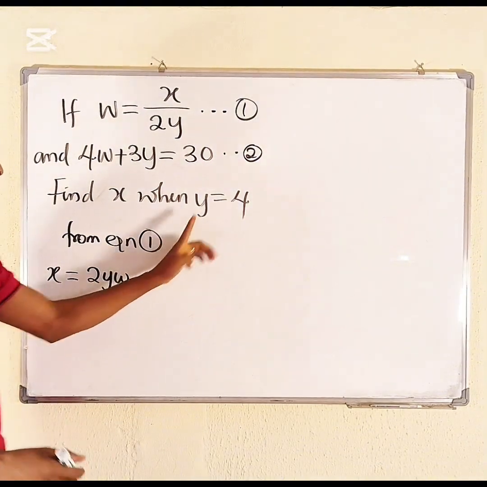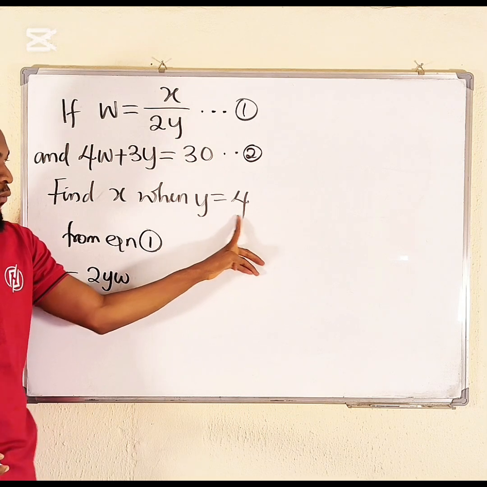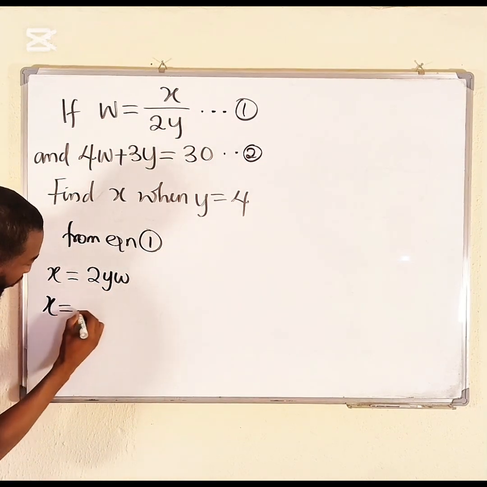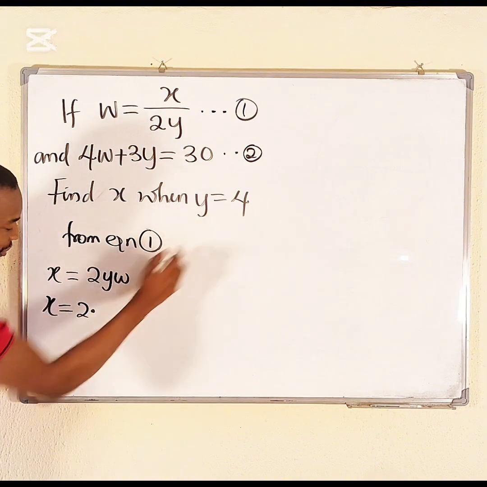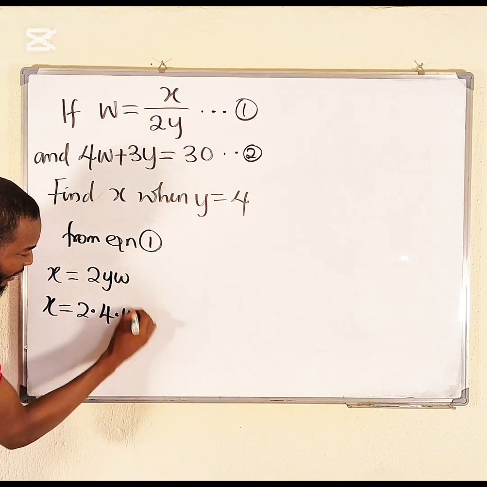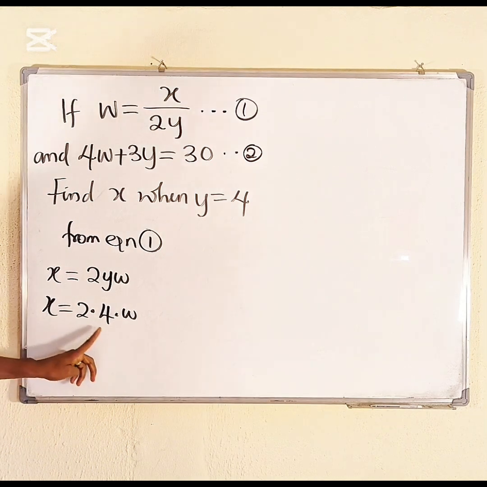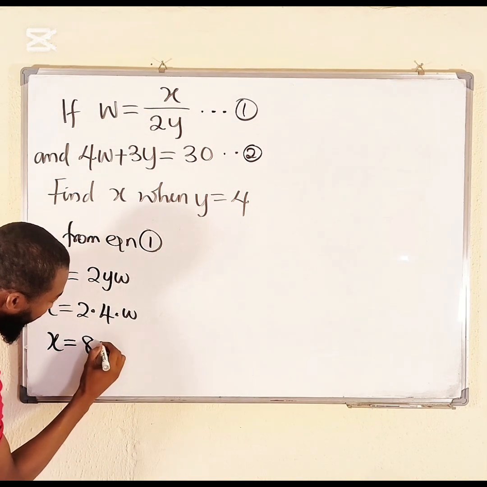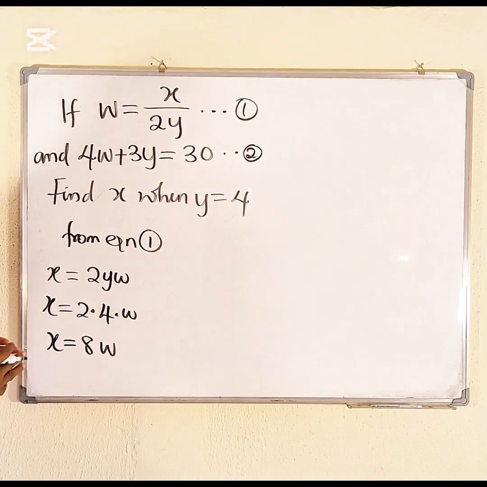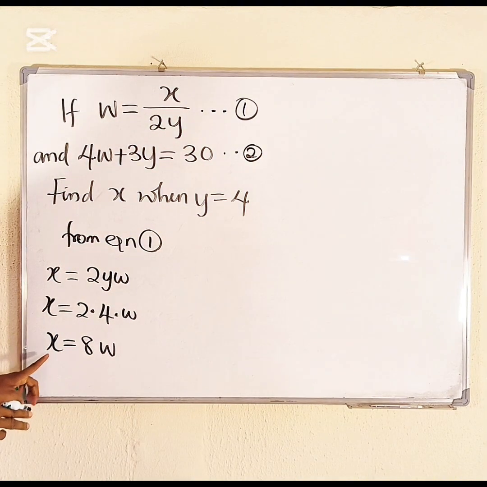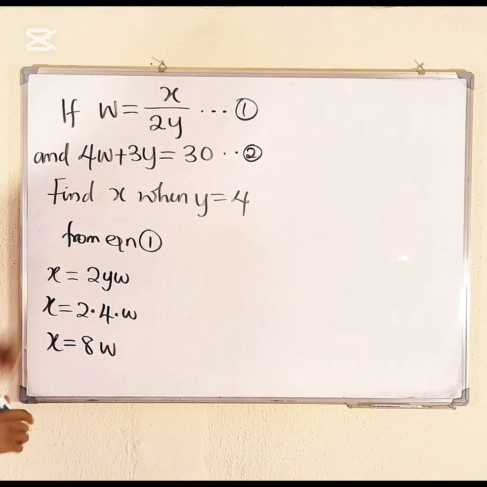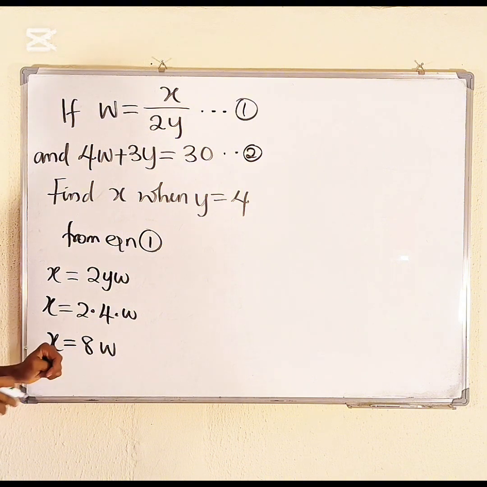But we have seen that y is equal to 4, right? So we can plug in y here. x will now be equal to 2 multiplied by y, which is 4, multiplied by w. 2 times 4 is 8, therefore x is equal to 8w. The only thing we need to find in order to obtain the value of x is w. And you can see w right in the second equation. So let us move to the second equation and find the value of w, then we come back here.